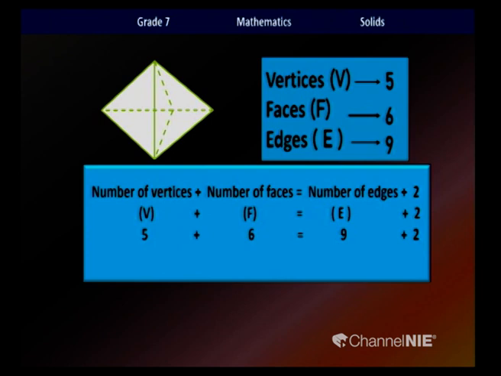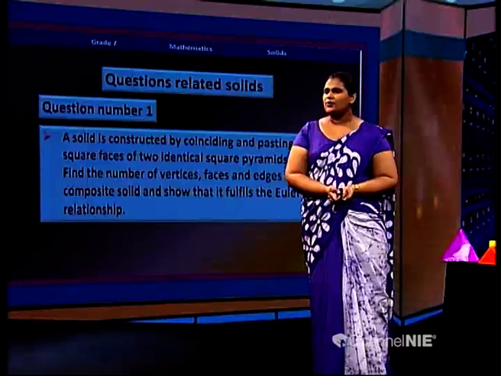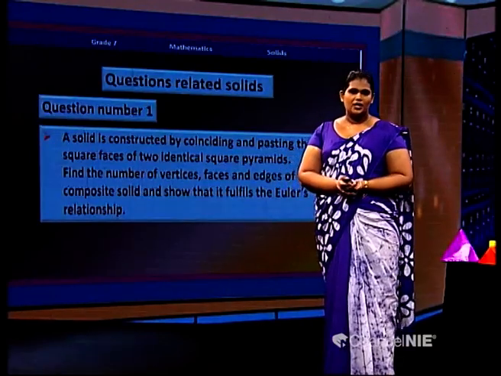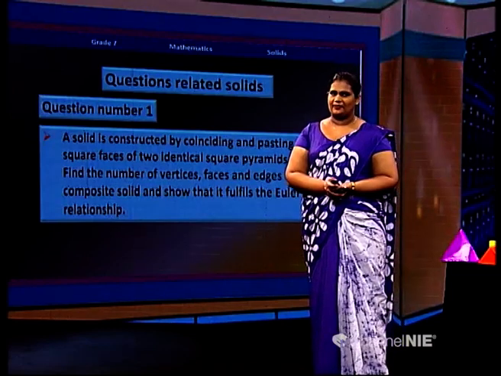So, we will add 5 plus 6 is 11, 9 plus 2 is also 11. Therefore, my left hand side is equal to the right hand side. That means I can say this composite solid fulfills the Euler's relationship. Okay, now we will quickly move on to some questions related to solids.